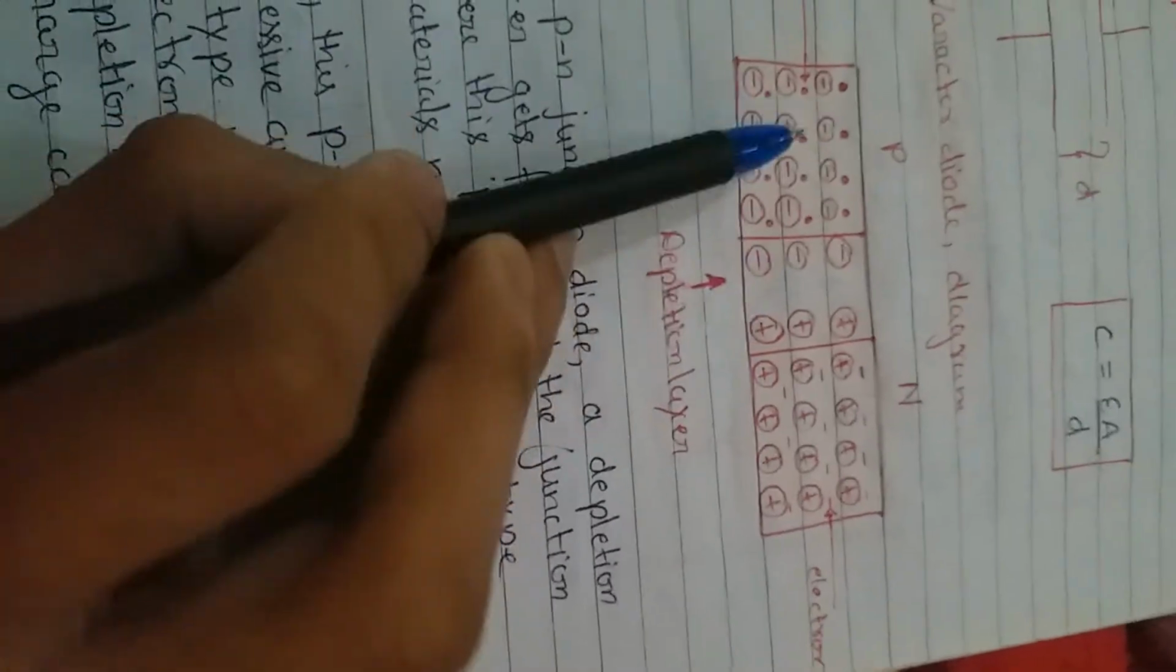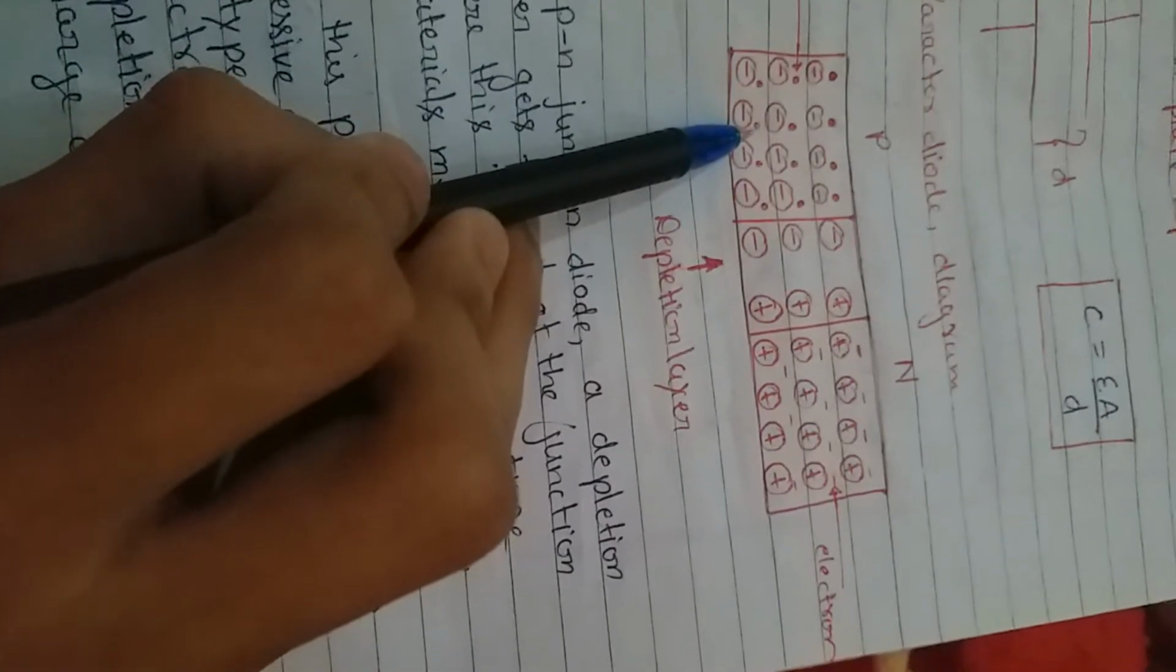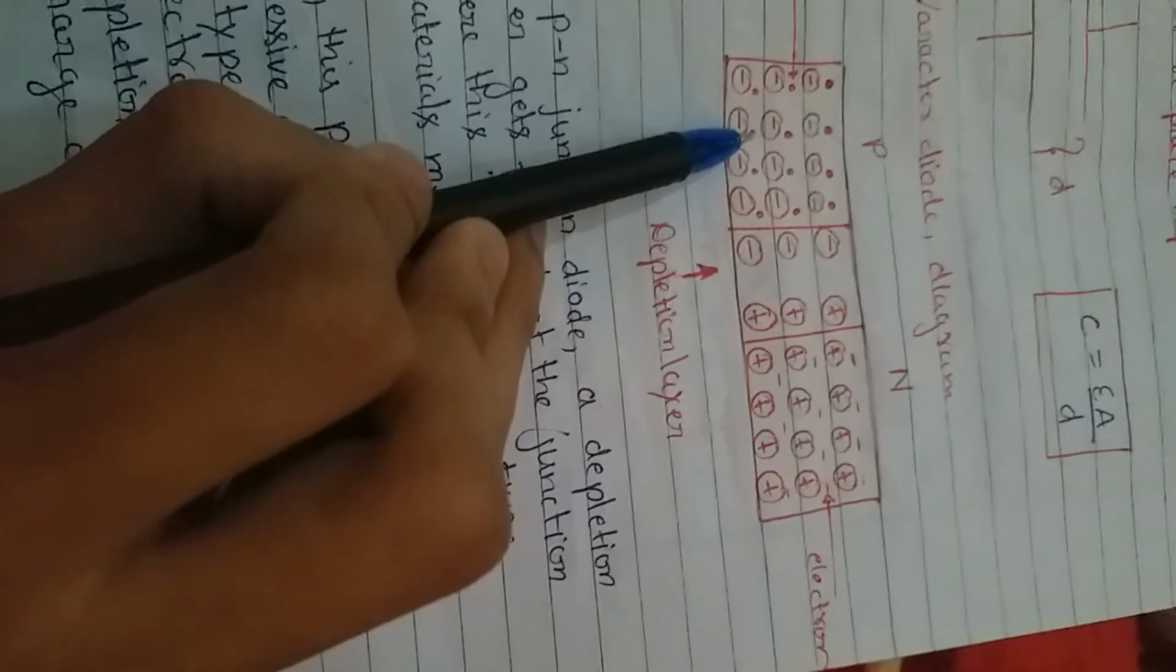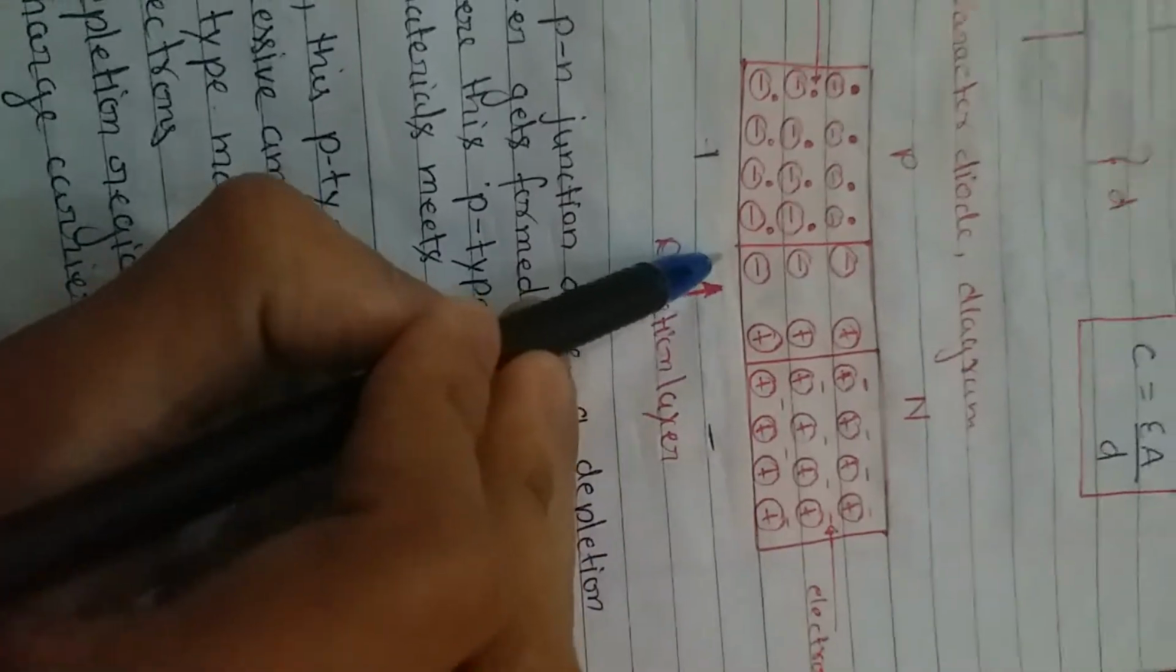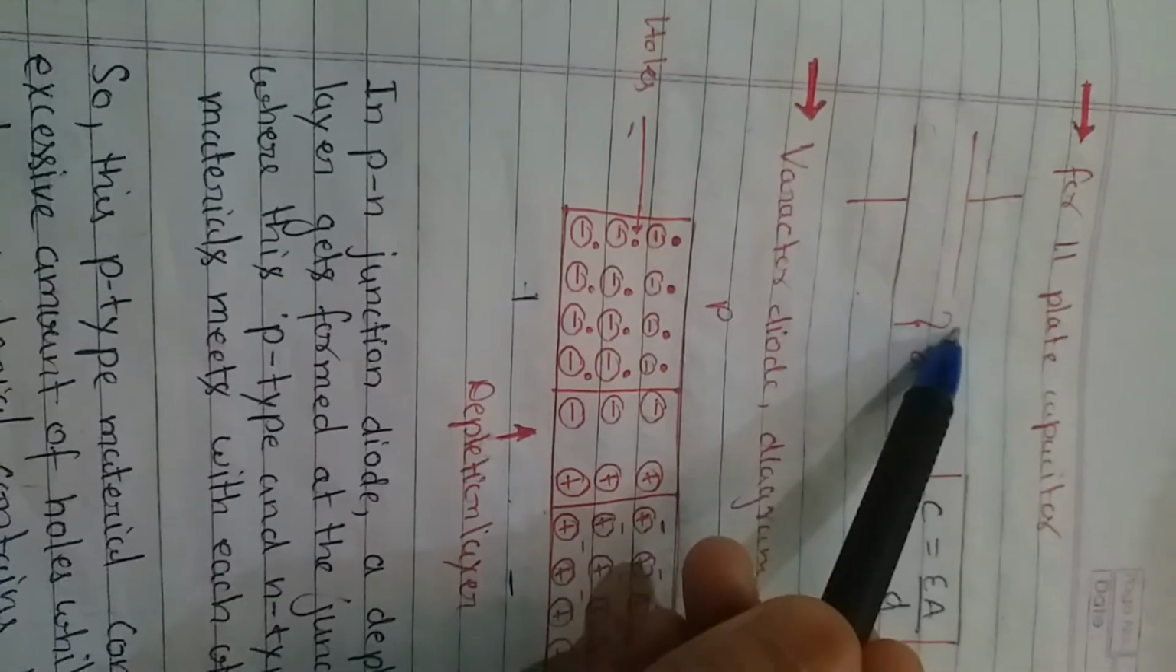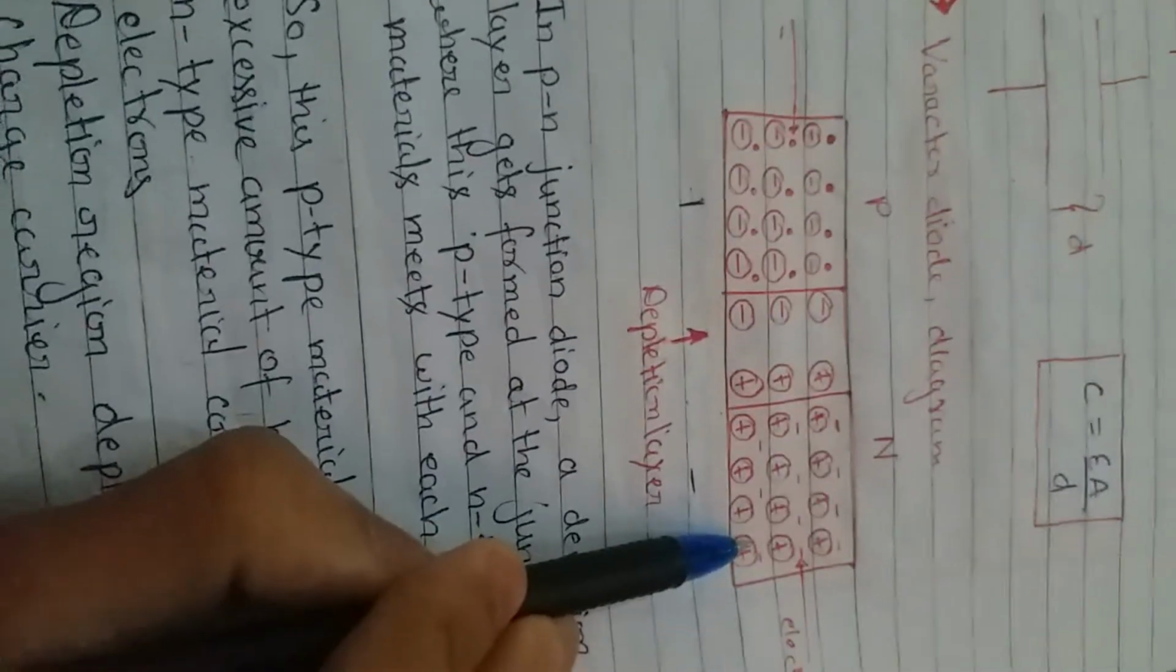Now see, this is P-type and this is N-type. Here electrons, here holes are stored, means this side is positively charged and this side is negatively charged, and there is a distance d due to the depletion layer between them. In such a case, it forms like a parallel plate capacitor. So it is one type of parallel plate capacitor.